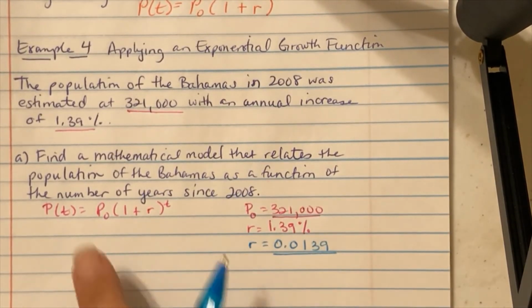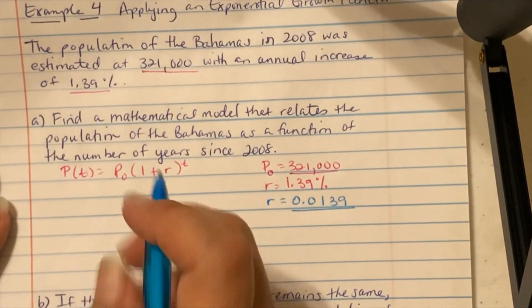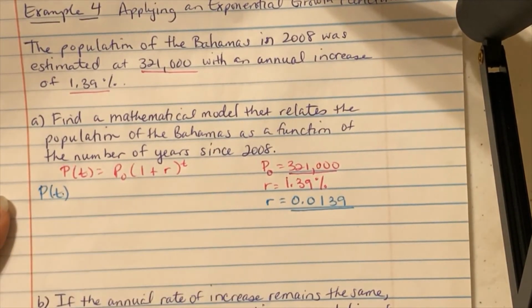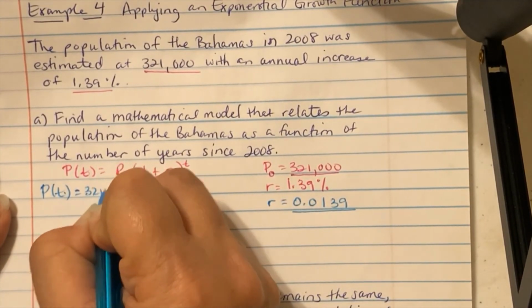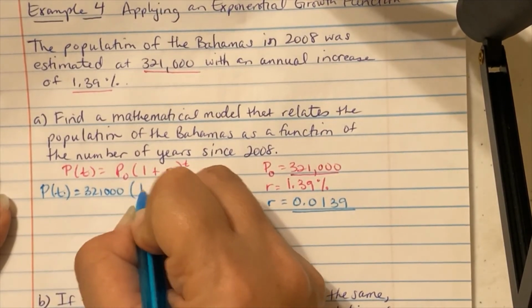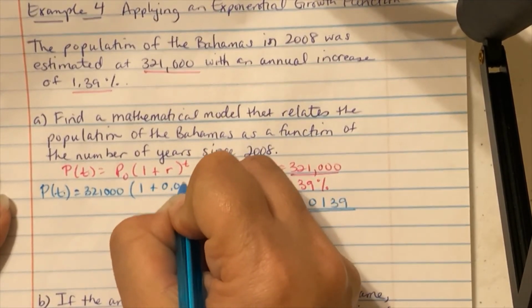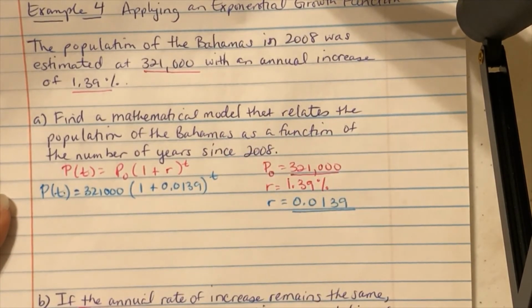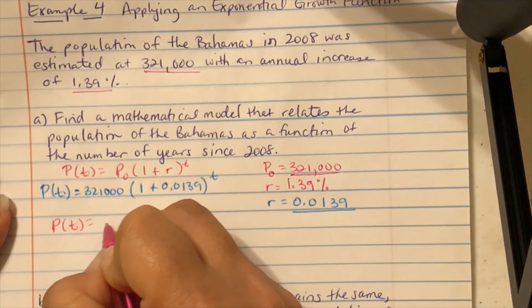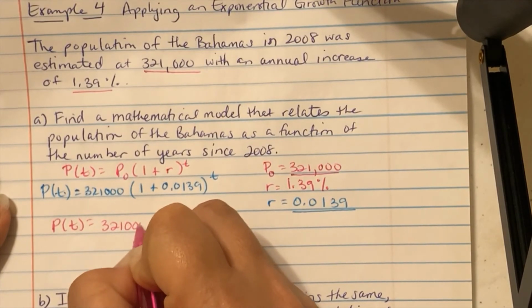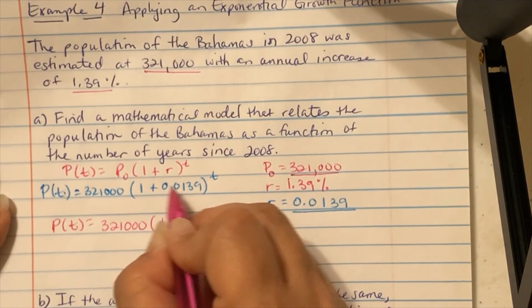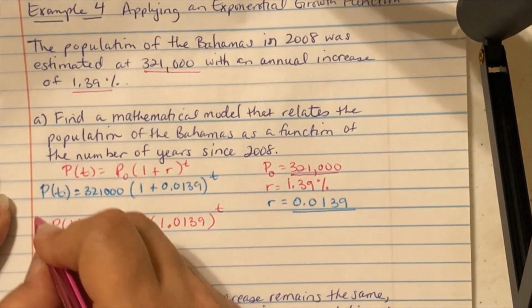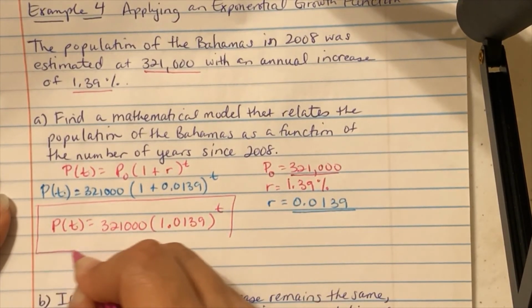So it wanted us to find an equation that we can use. So P of T stays as is because we don't know how many years. Our initial value was 321,000. So you're going to write 321,000. And in parentheses, you're going to write 1 plus 0.0139 to the T power. You can consolidate this piece right here to finalize your equation as P of T equaling 321,000 times 1.0139, because you're just adding the 1 to this, to the T power. This is my mathematical model.